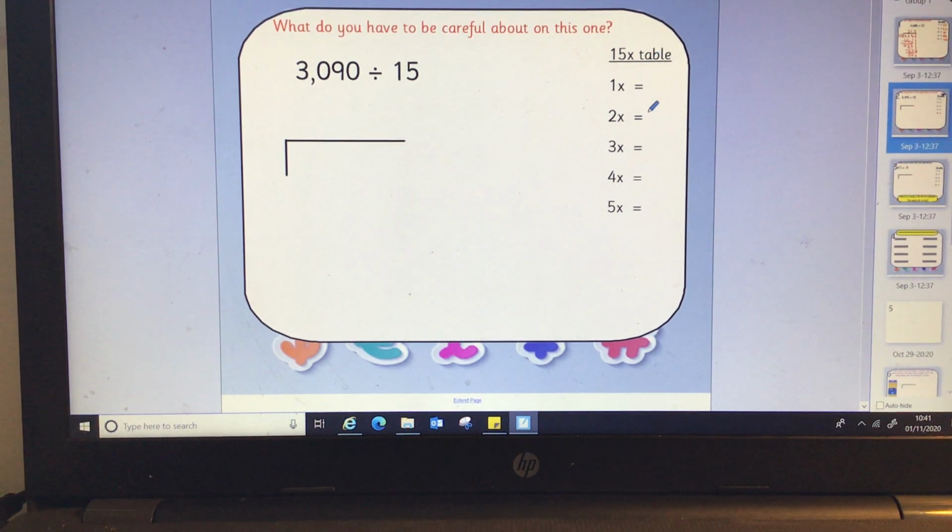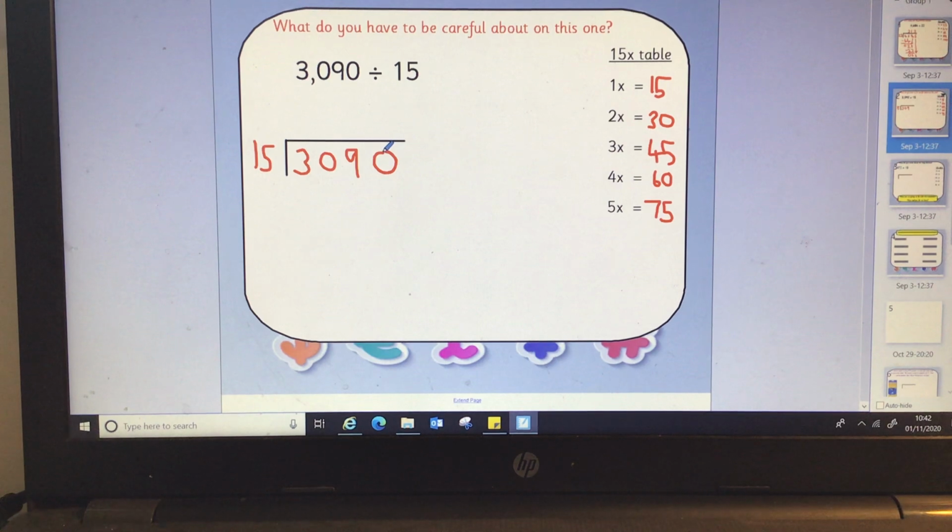Right then. First thing, we fill in our 15s, don't we? 15. 2 lots is 30. 3 lots, 45. 4 lots is 60. 5 lots of 15 is 75. Okay. We might need to move on further, but we won't do that at this stage. Place our 15 before the bus stop, and then our 3,090 underneath the bus stop.